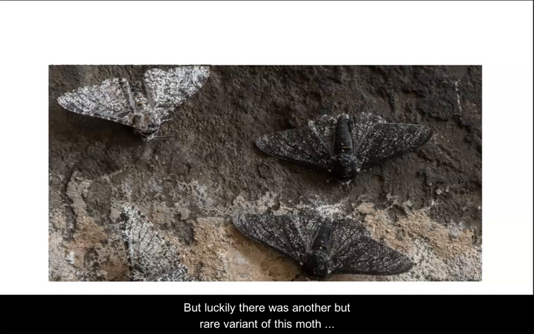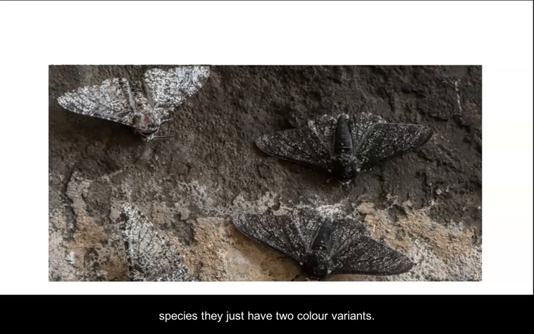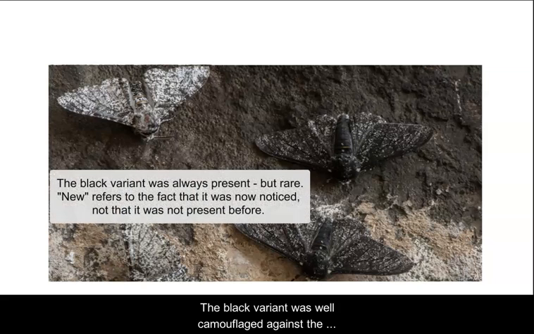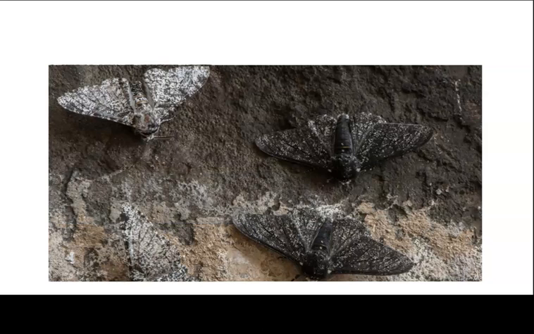But luckily there was another but rarer variant of this moth that was all or mostly black. These moths are the same species, they just have two color variants. That new black variant was now well camouflaged against the blackened trunks, and it survived better than the pepper-colored variant. For example, the first black peppered moth in Manchester was recorded in 1848, and by 1895, less than 50 years later, 98% of the peppered moth population as a species were this black variant.